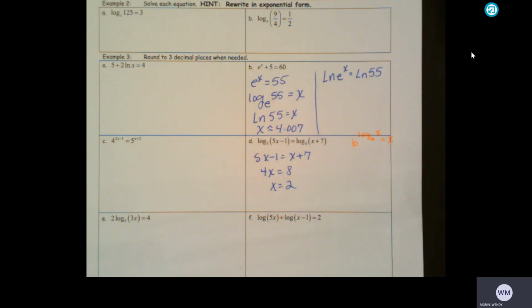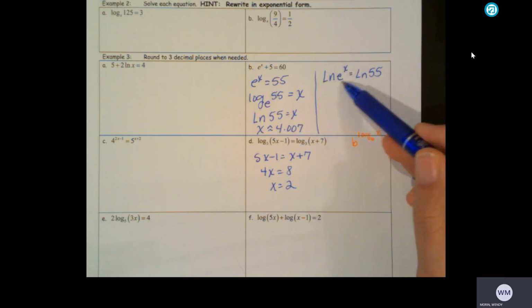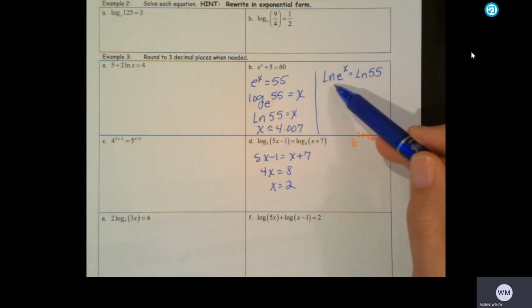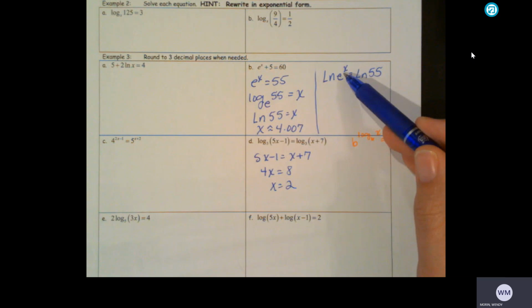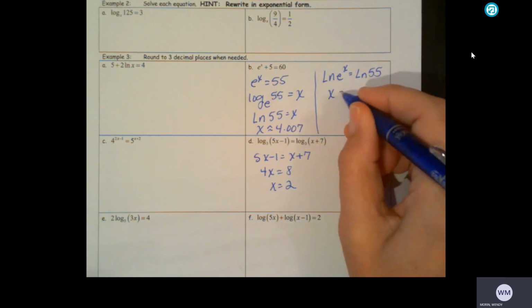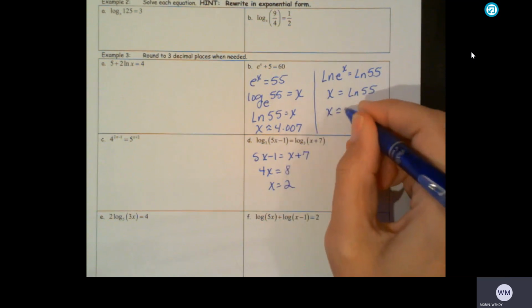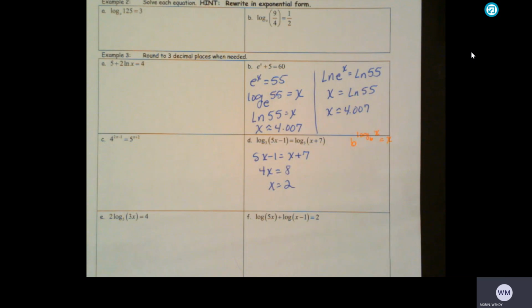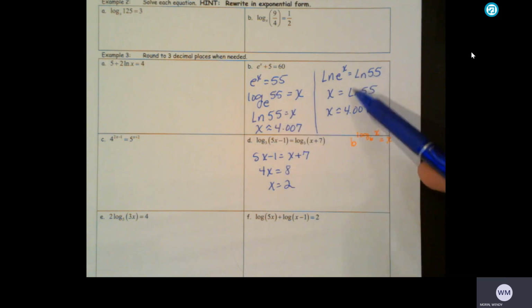Now, why would I want to do that? Because natural log of e to the x, this is something you should know. Natural log of e to the x is just x. And I get the same answer. That's how most math teachers would do that problem. I don't care if you do it this way. I would recommend doing it this way. Just show your work.